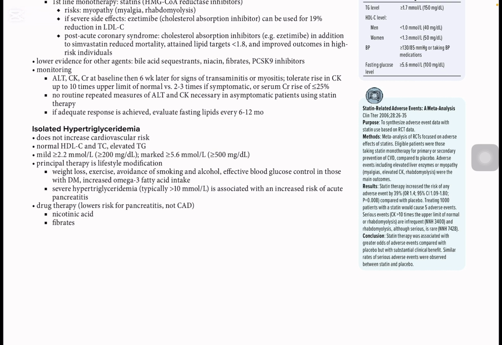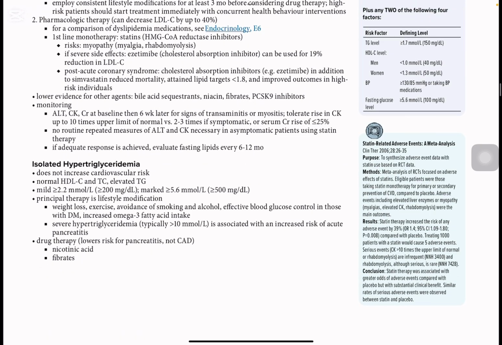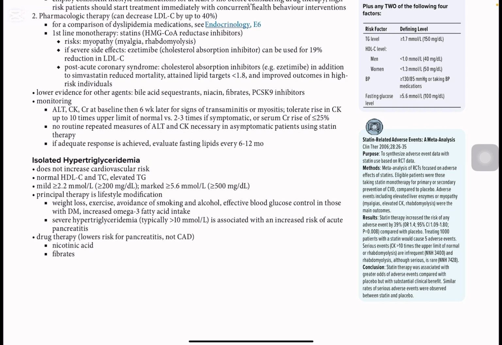So not every component of the lipid profile is going to denote that the patient has dyslipidemia. What are the components that we were looking at? Hypercholesterolemia, hypertriglyceridemia, low HDL. But if it's isolated hypertriglyceridemia, that means HDL is okay, total cholesterol is okay, only triglyceride is high. If it's more than 10, then the patient is at risk for acute pancreatitis, and you have to give the patient nicotinic acid and fibrates. So the patient is at lower risk for pancreatitis, not coronary artery disease. Okay, so these are the things that you will consider.